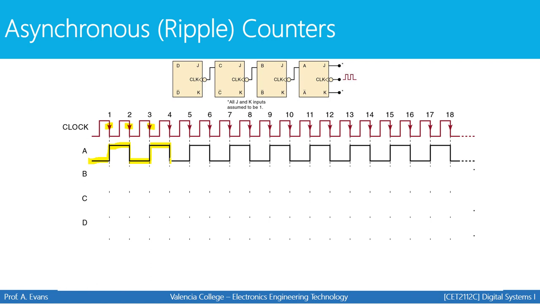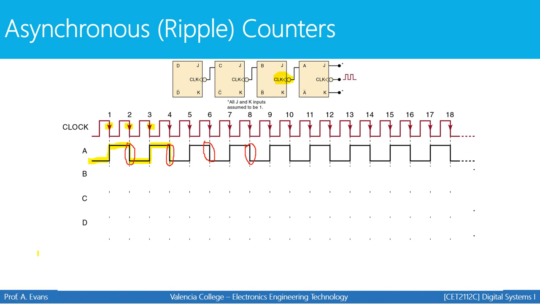So now let's talk about flip-flop B. Flip-flop B has a clock signal that's coming out of flip-flop A. So now, whenever flip-flop A makes a negative transition, flip-flop B will toggle. So take a minute and try to identify, well, where are the negative transitions for flip-flop A? That would be any time flip-flop A goes from high to low, like right here, right here, right here, right here, and so on. So anytime that flip-flop A makes a negative transition, flip-flop B is now going to toggle.